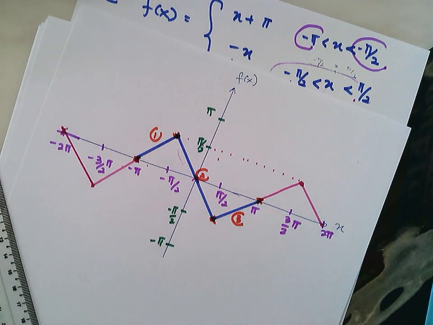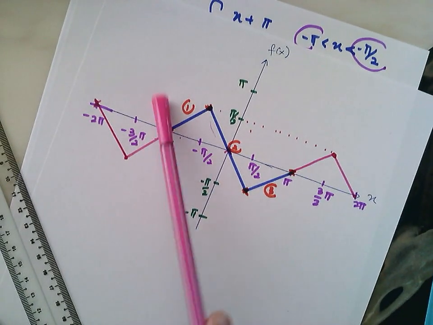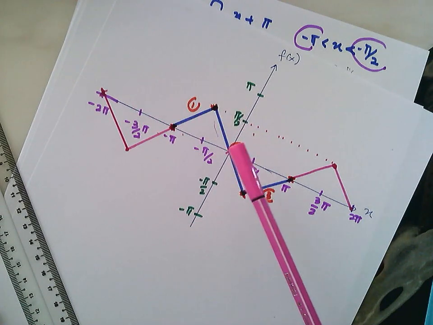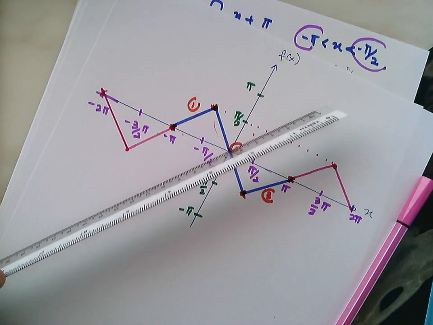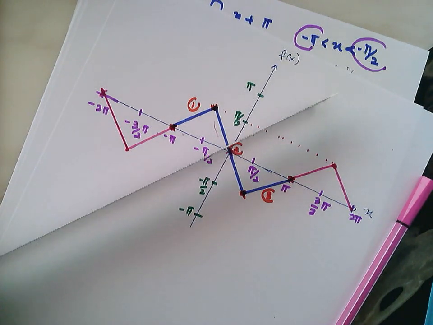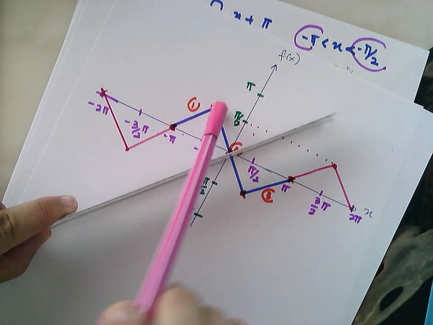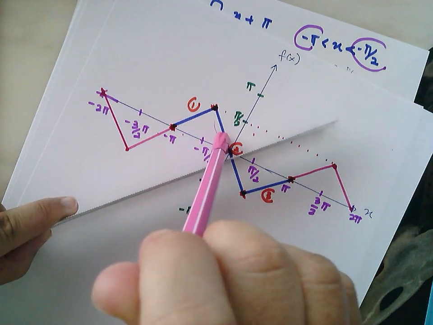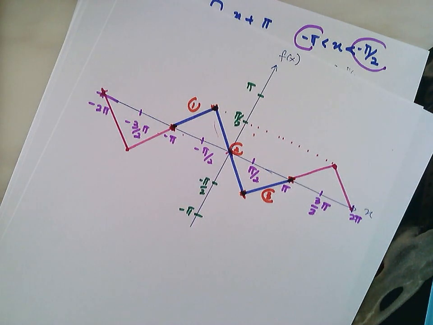Okay, so how are you going to identify whether this is an odd, even, or neither function? By looking at the original graph here. As you can see here, this graph is symmetrical about the origin. This is the origin. When you have a point here, then you will have another one here. And you have a straight line here, and you will have another one here. So therefore this is an odd function.